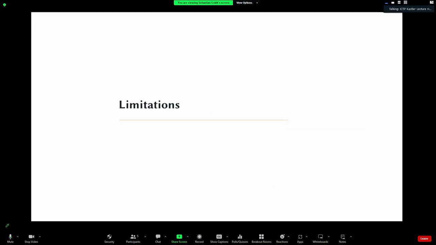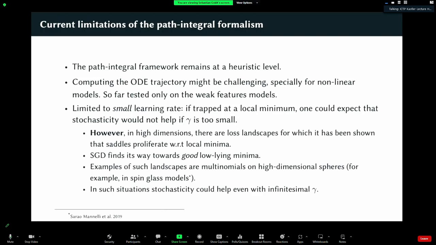And of course, there are limitations in the method that I should stress. It's totally heuristic for now. We just expand the propagator, and we keep up to order gamma squared. And of course, computing the ODE, computing the stochastic gradient flow, might be challenging. There are not many systems where we know how to compute the full time evolution. And so far, our method is tested only in this simple model, and it's also limited to a small learning rate. So one could argue, if the system is trapped in a local minimum and the learning rate is so small, how would it go away? Yeah, it's something where maybe we have to go further in the corrections.